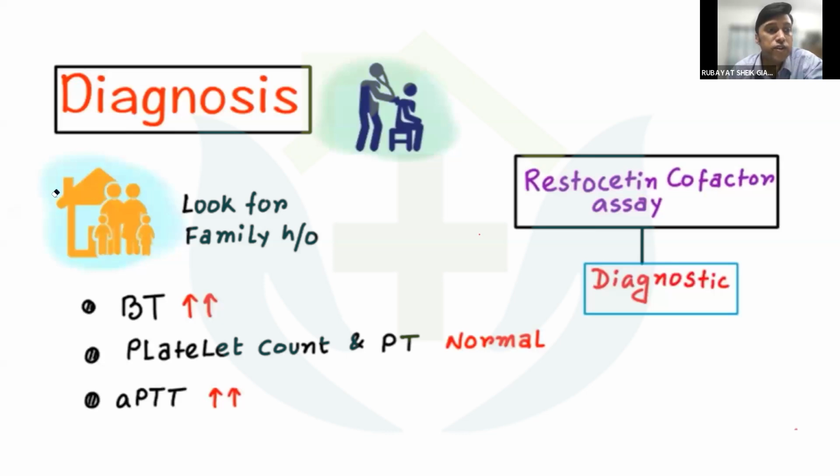Look for a family history of bleeding. It will help you diagnose. As I said, bleeding time will be high. APTT will be just raised. Platelet count and prothrombin time will be normal. Ristocetin cofactor assay is diagnostic. So remember these points because these will help you diagnose your case.